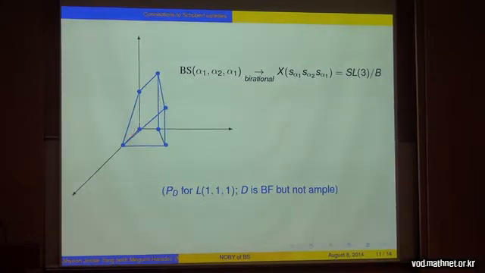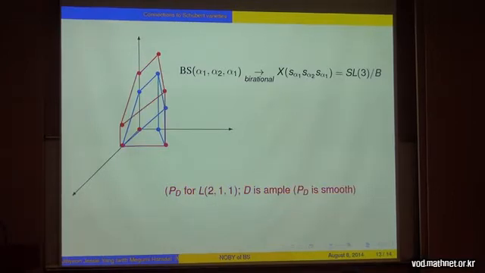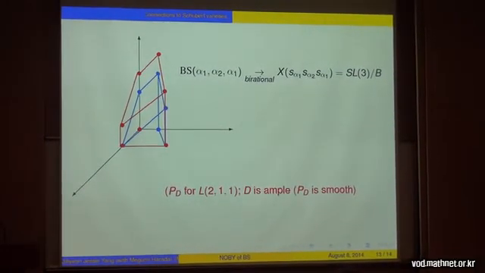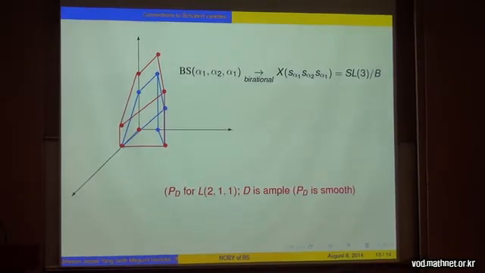Let me just erase that. And as you see, there is a singular vertex. So if you consider the toric variety corresponding to this one, it still has a singularity. So let's try one more. L is 2 1 1, then D is ample, and furthermore, the polytope is smooth. And the outer normal fan of this red polytope is the fan constructing the Bott tower.